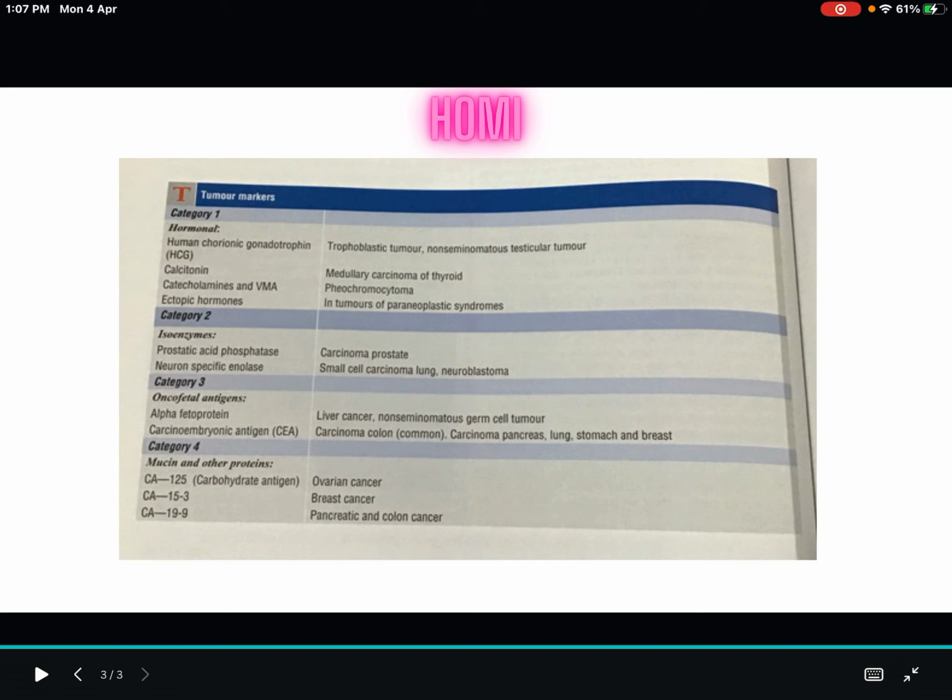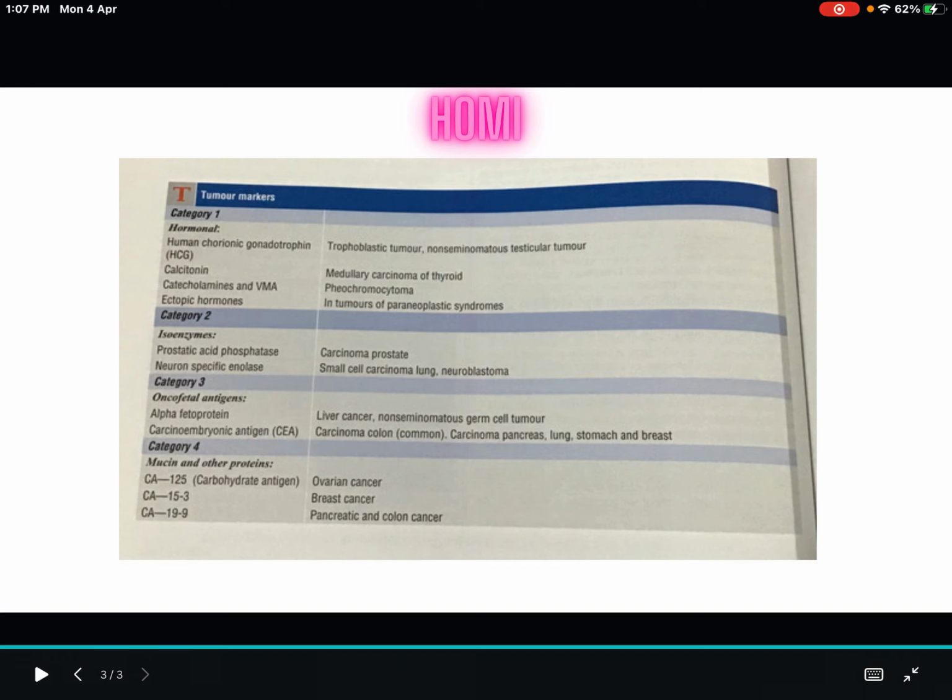Under hormonal, we know human chorionic gonadotrophin, calcitonin, catecholamines and VMA, and ectopic hormones. HCG, we know, is for trophoblastic tumor. Calcitonin, medullary carcinoma of thyroid. Catecholamines and VMA, pheochromocytoma. Ectopic hormones will be elevated in paraneoplastic syndromes. Coming to the oncofetal antigens, alpha fetoprotein and carcinoembryonic antigen. Alpha fetoprotein, liver cancer. Carcinoembryonic antigen, colon cancer, pancreas cancer, lung, breast; you can write whatever you want. I think in most things CEA will be elevated.